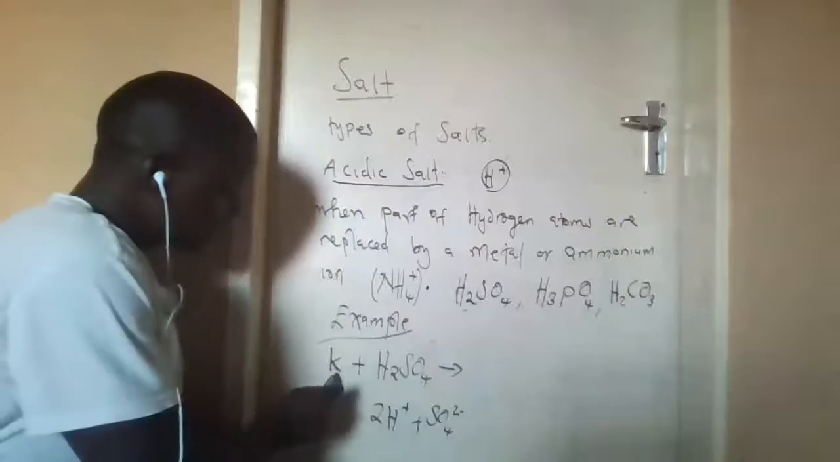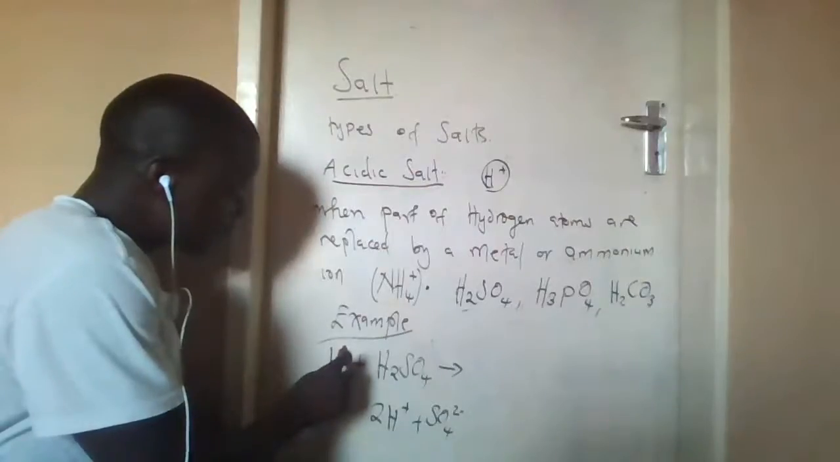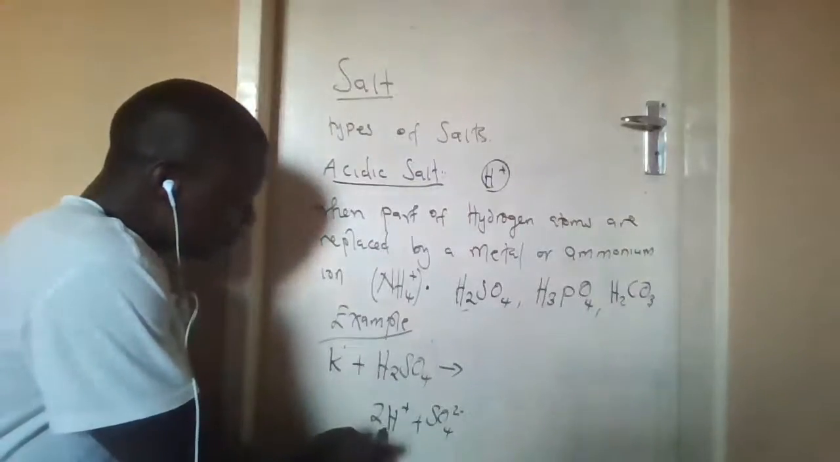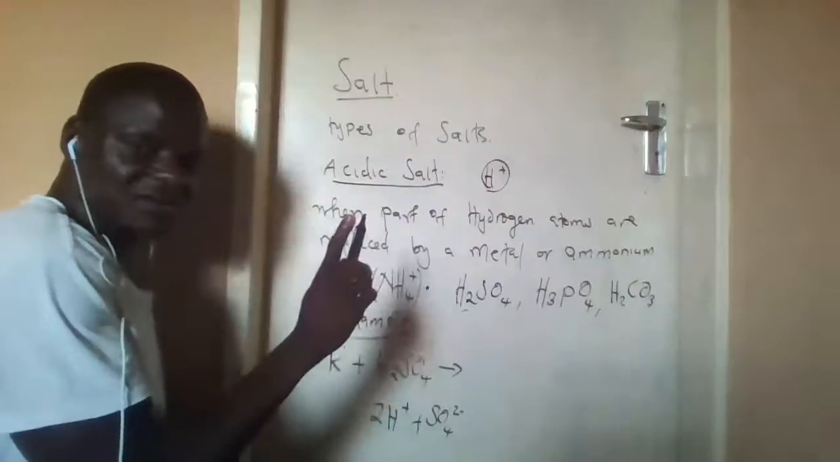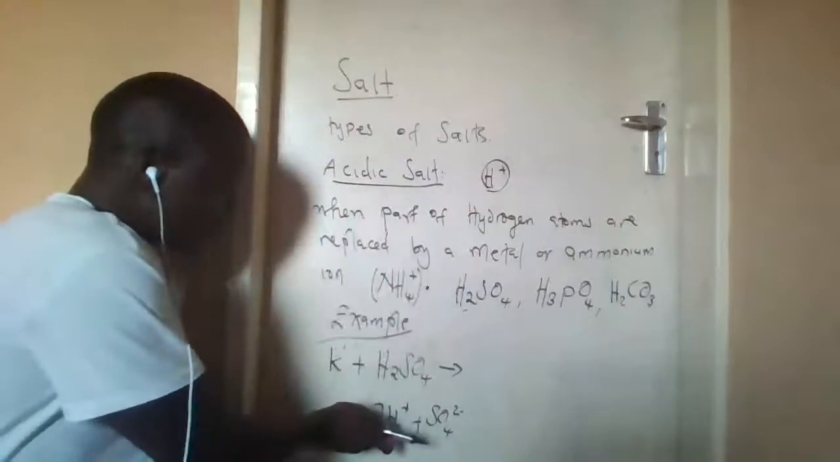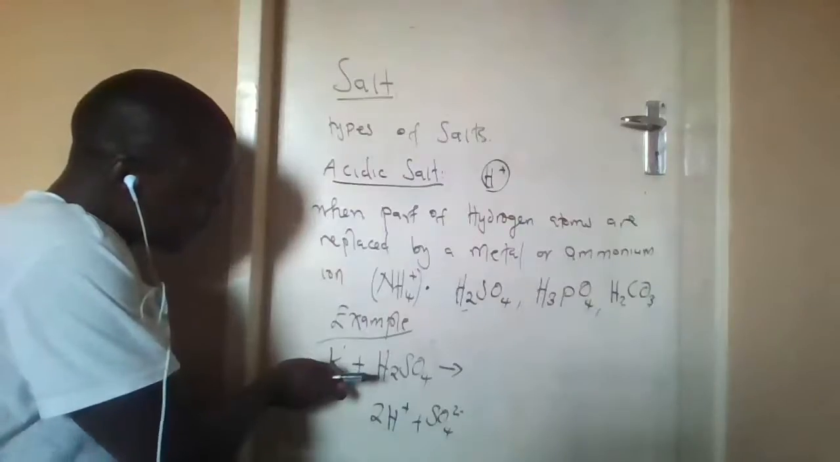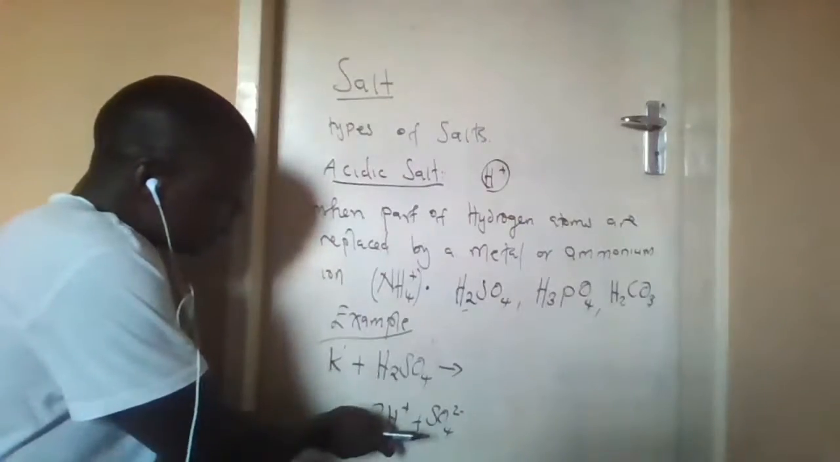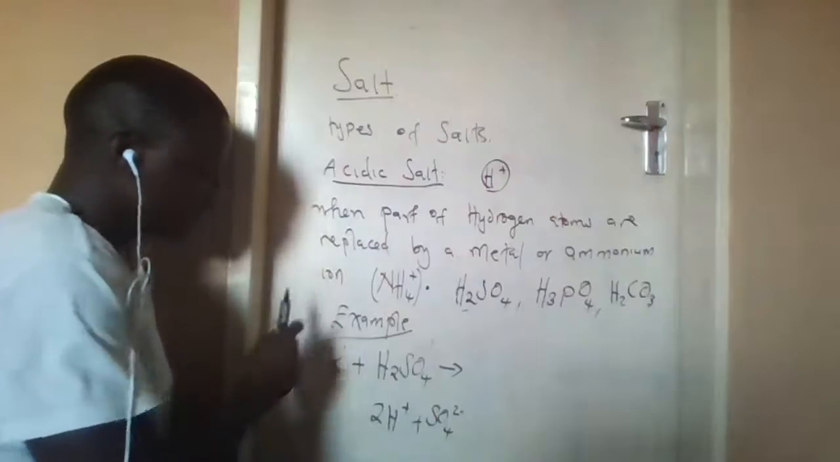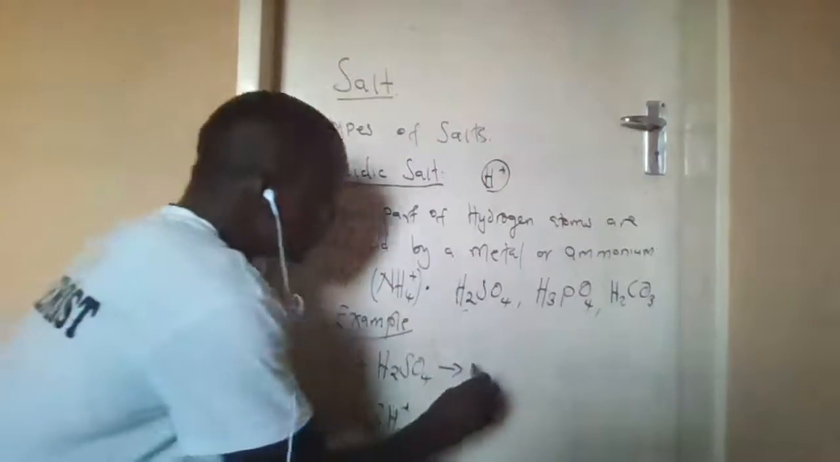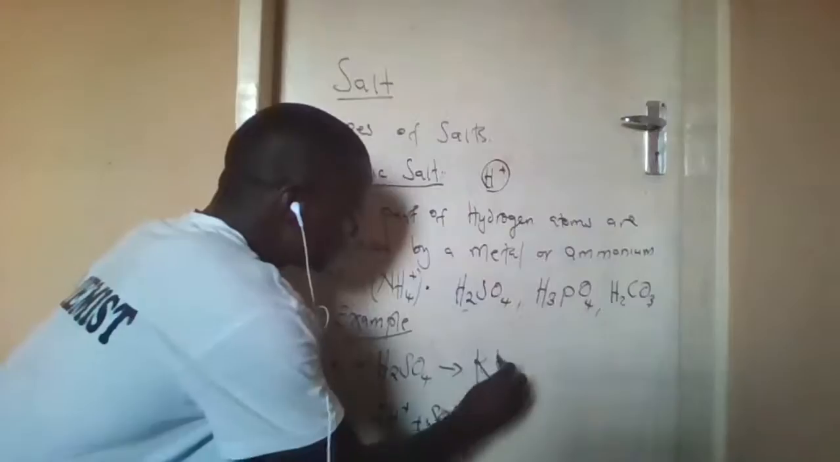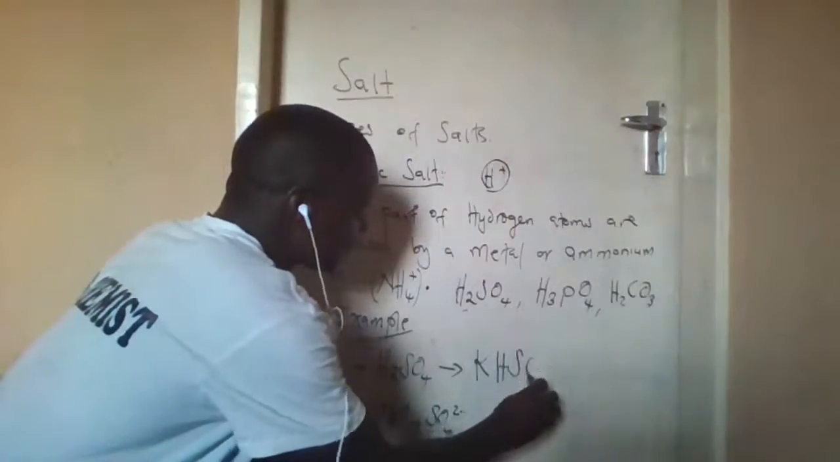What's going to happen here is that this potassium, whose valence is 1, is going to occupy the place of 1 hydrogen atom. So 1 hydrogen will go, and then we're going to have this potassium occupying that space where 1 hydrogen atom comes from. So we're going to have potassium hydrogen sulfate.